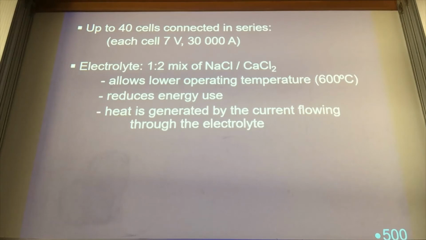The temperature is maintained, these electrolytes have a significant internal resistance to them. So it's the potential drop, it's the voltage loss across the electrolyte that generates lots of waste heat, and that waste heat's not actually waste heat, it's the energy required to maintain the 600 degrees.